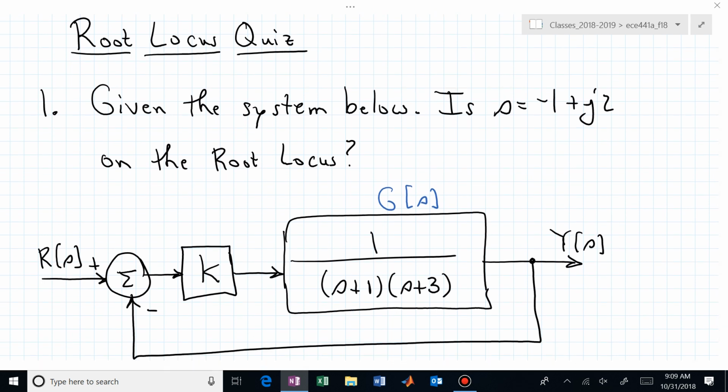Here's the quiz that I promised. Given this system, here's a closed loop system which we're now playing with, is the point S equal minus 1 plus J2 on the root locus? Is that location, that particular point in the complex S-plane, is it on the root locus?